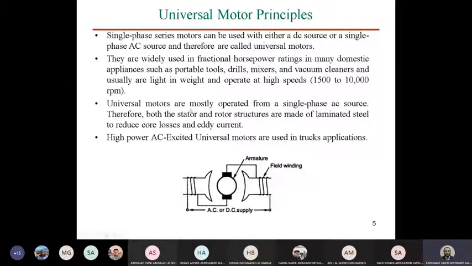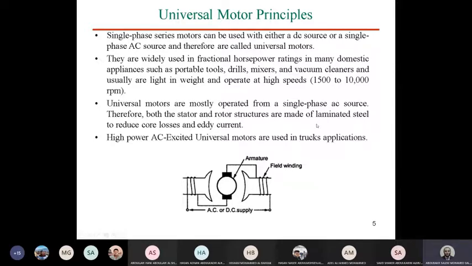Also, universal motors are mostly operated from a single-phase AC source. As we said, they could be supplied by DC. However, the available supply at homes is AC, not DC. So they are usually supplied by a single-phase AC source. Therefore, both the stator and rotor structures are made of laminated steel. This is now the difference between a series DC motor and a universal one.